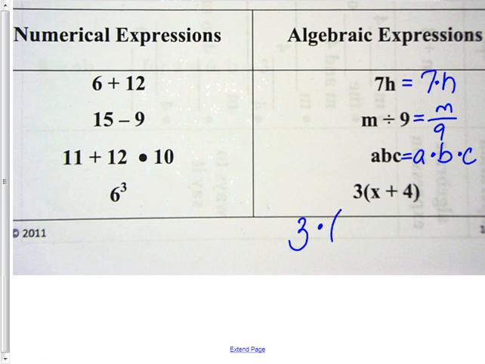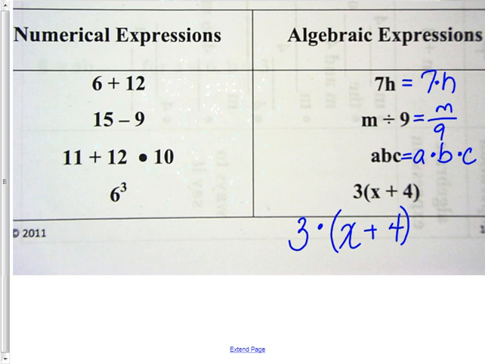And then our last example, 3 times the sum of x and 4, is an algebraic expression because we have a constant 3 and, in fact, we have two constants. The 3 and the 4 are constants and the x is a variable. Now notice in this case, we also could look at the 3 as a coefficient because it's being multiplied by the x plus 4.